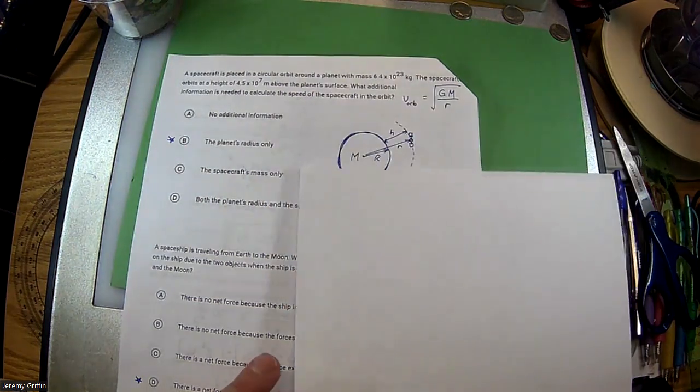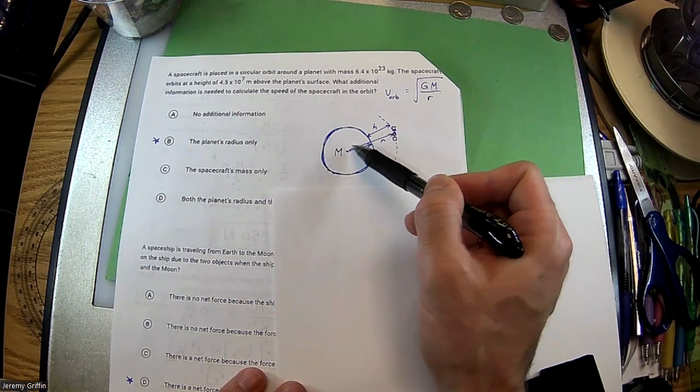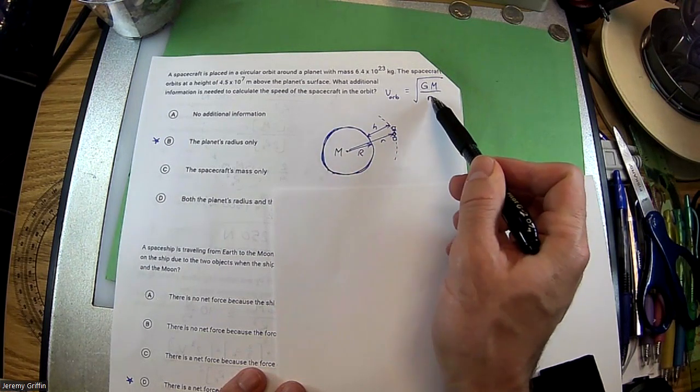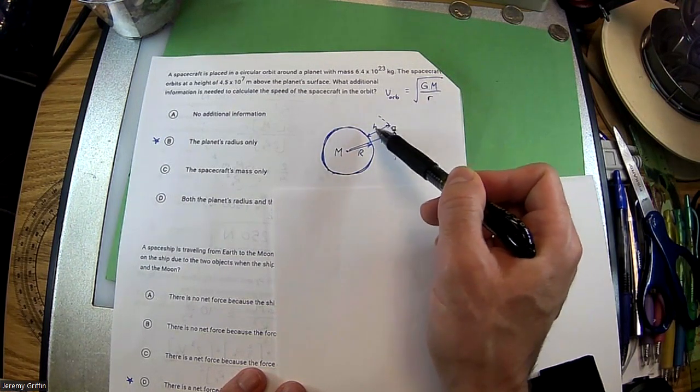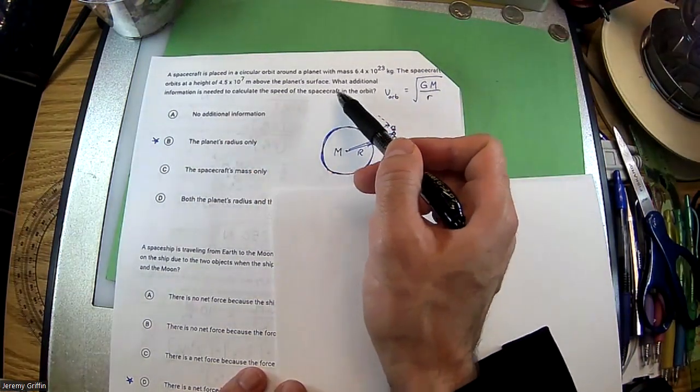Do I have a picture for that? Oh, I do have a picture. Here's my picture right here. Notice they didn't tell you the distance to the center, which is what feeds into this equation. No, they told you this altitude h. What additional information is needed to calculate the speed of the planet in orbit?